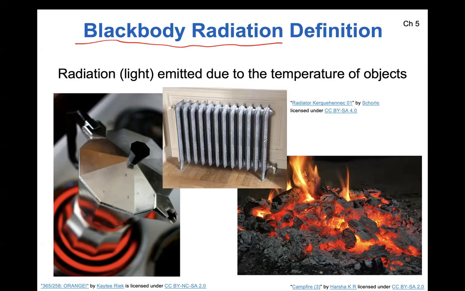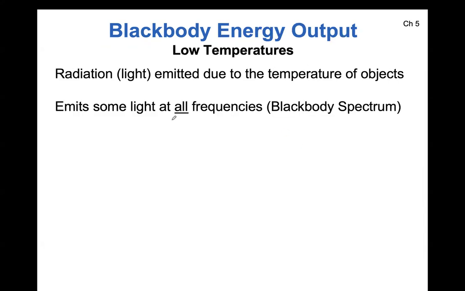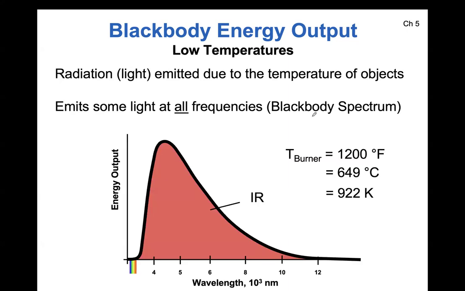So here's a picture of an actual radiator. Black bodies emit some light at all frequencies, and that's called the black body spectrum. So we'll see it's a curve, and all the frequencies actually exist, and that's because there's always a certain chance of the molecules within this solid object vibrating in any way. But the chance becomes really small outside of a certain range. And so we have a frequency curve.